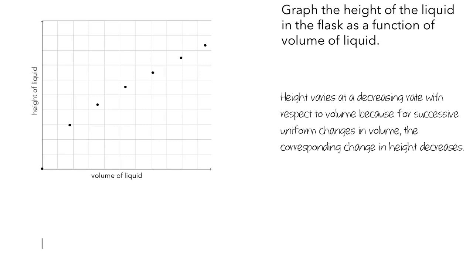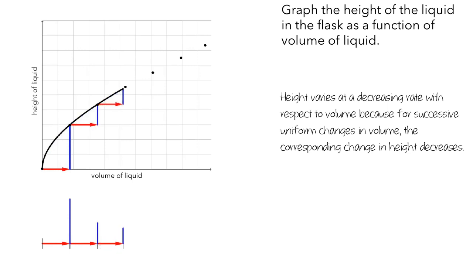Now we'll map out the entire curve. Note how even within the segments of volume, for small successive horizontal changes, the amount of vertical change becomes less and less. This curve is called an increasing concave down function. Now let's finish by thinking about the graph for the entire spherical flask.